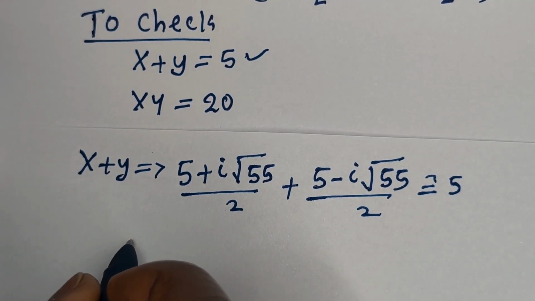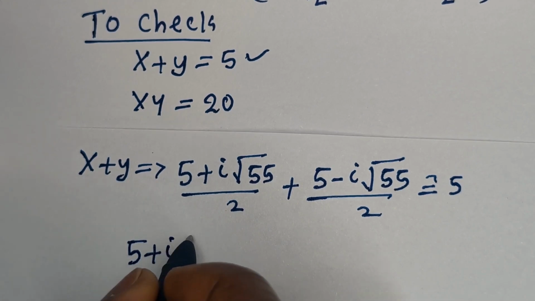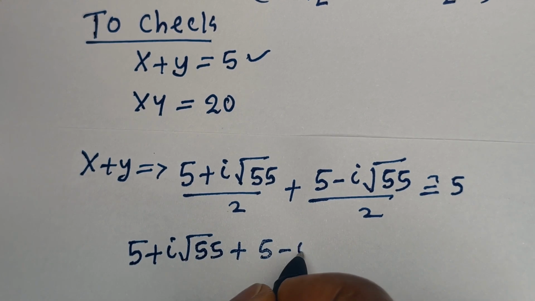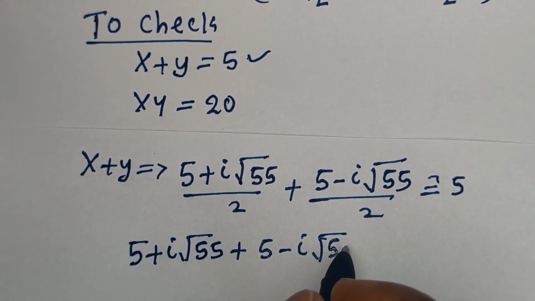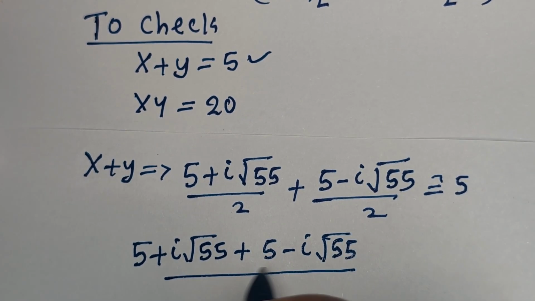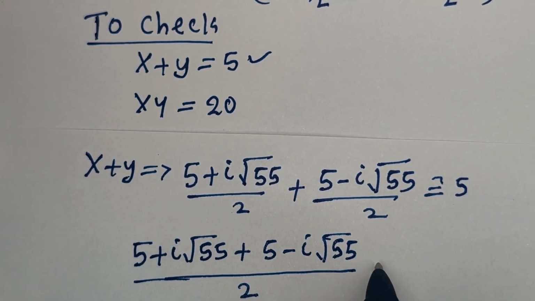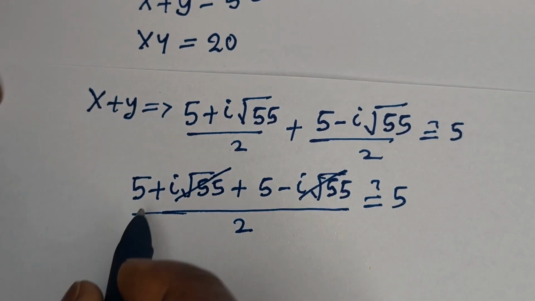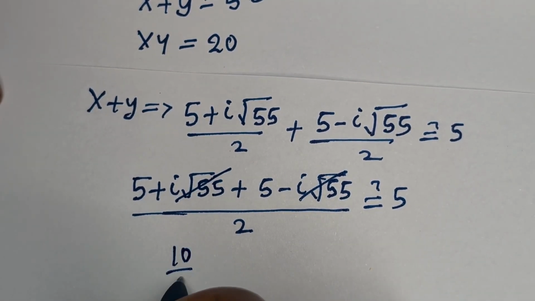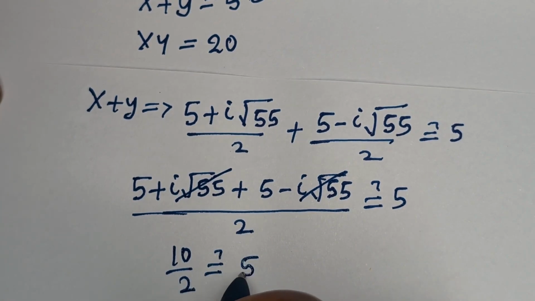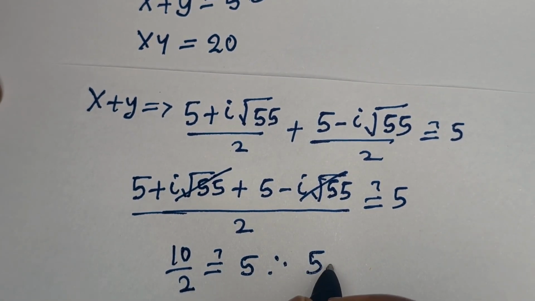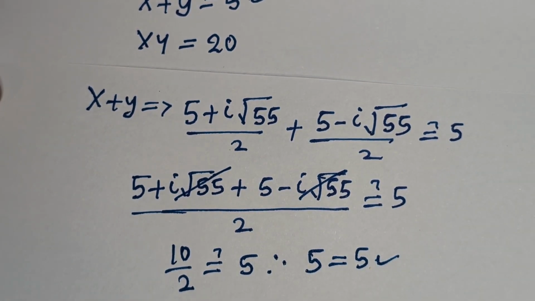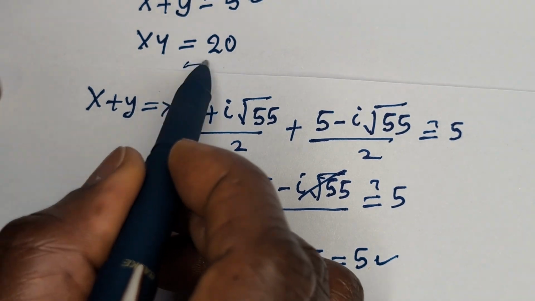LCM here is 2. We have 5 plus i square root of 55 plus 5 minus i square root of 55 over 2 must be equal to 5. This cancels this. Then we have 5 plus 5. This is 10 over 2 must be equal to 5. Therefore, 5 is equal to 5, which is true.